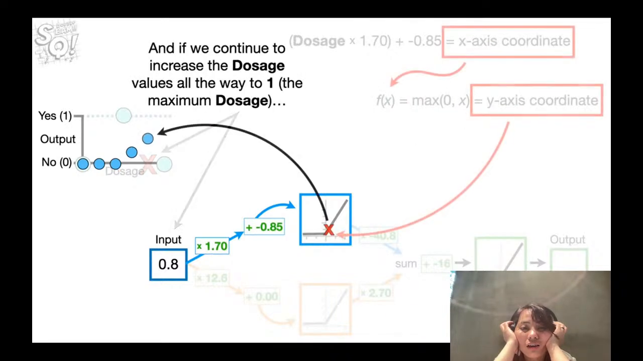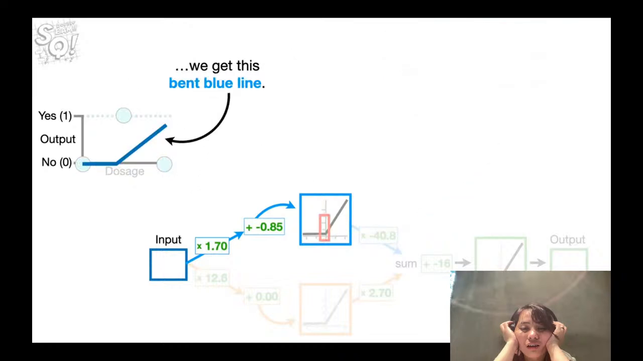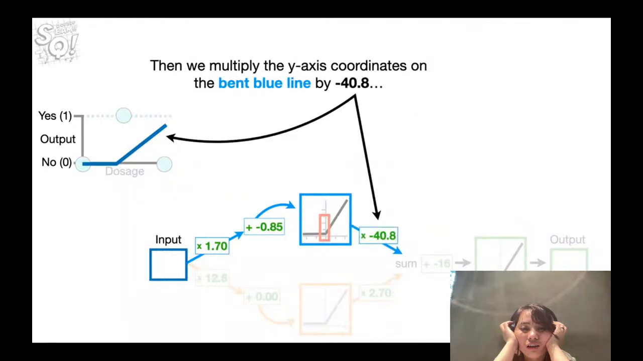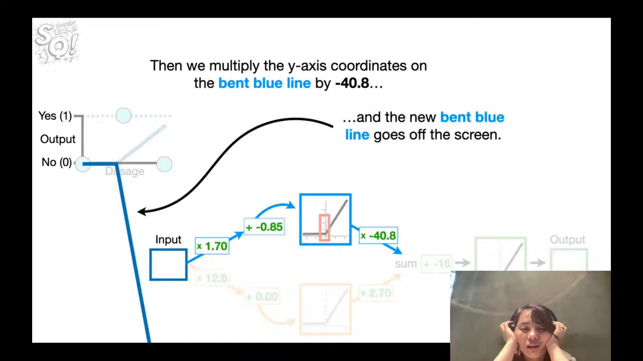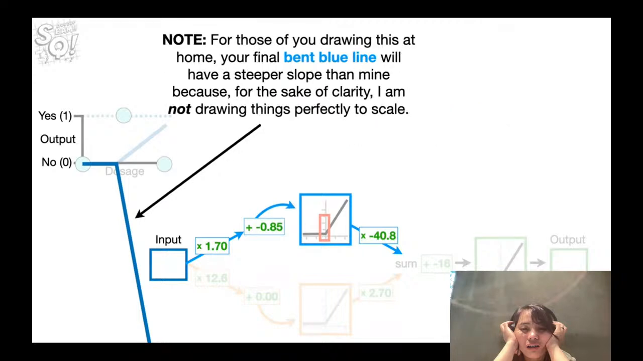And if we continue to increase the dosage values all the way to 1, the maximum dosage, we get this bent blue line. Then we multiply the y-axis coordinates on the bent blue line by negative 40.8, and the new bent blue line goes off the screen. Wah wah. Note, for those of you drawing this at home, your final bent blue line will have a steeper slope than mine because, for the sake of clarity, I am not drawing things perfectly to scale.